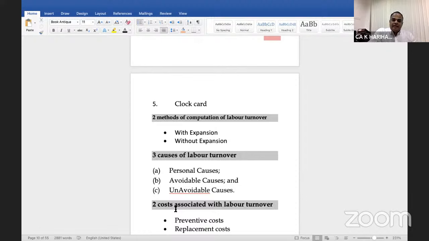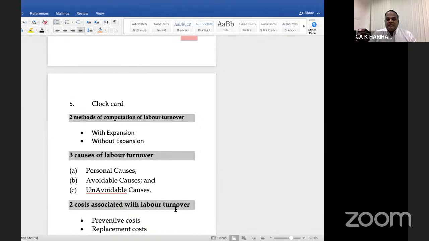Then, methods of computation of labor turnover. Already a few of you wrote that methods can be broadly classified into two types: without expansion and with expansion. Under without expansion, there are the separation method, replacement method, and mixed method. With expansion, there are the separation, accession, and flux methods. Clear? I'll repeat once again.